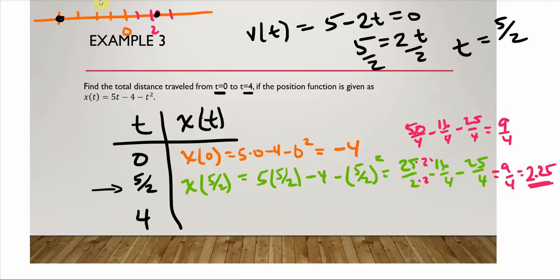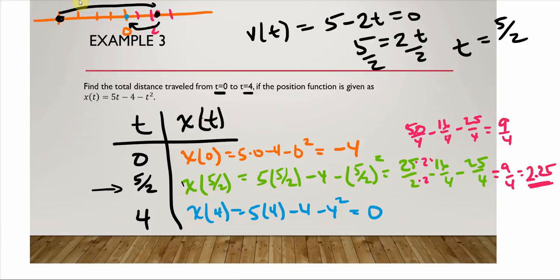Okay. So then I'm going to find the particle now at t equals 4. So I'm going to find my position at 4. So when I plug it in, I'm going to get 5 times 4 minus 4 minus 4 squared. And that 16 minus 4 is negative 20, and 20 is going to give me 0. So now the particle is here. So let's see, the particle went from here to here, and then it went from here to here.